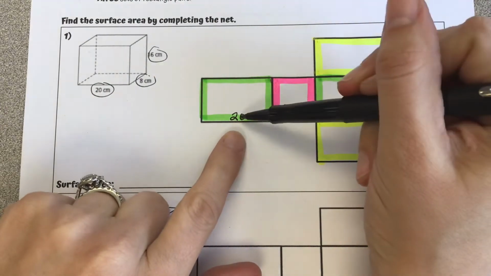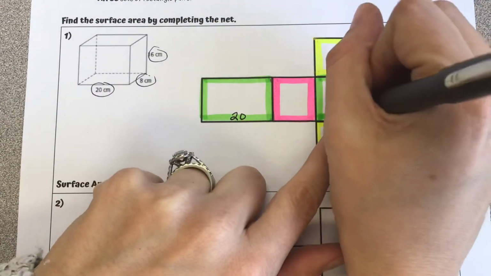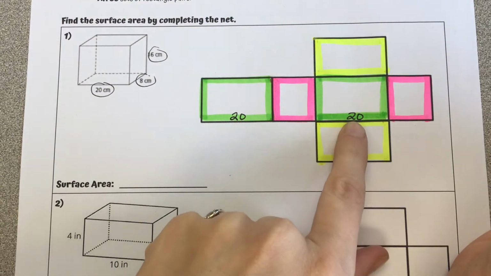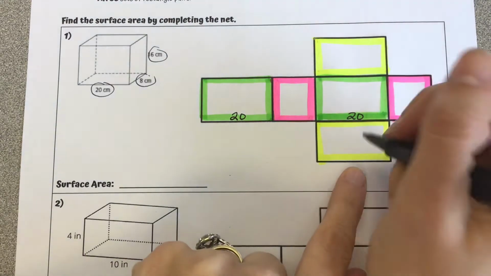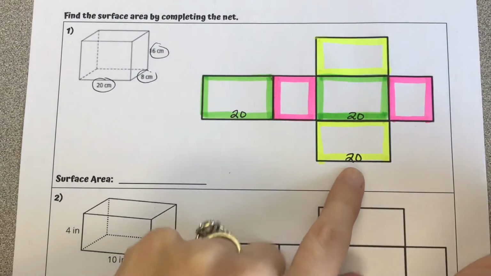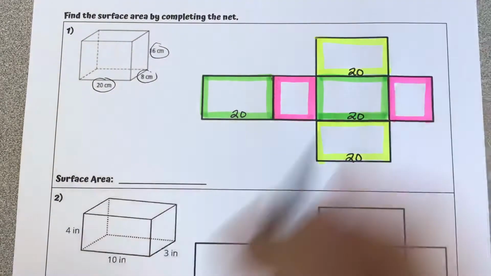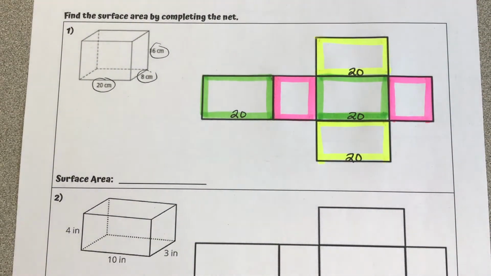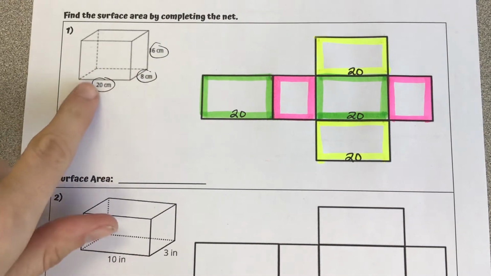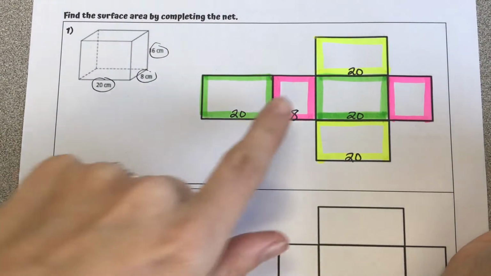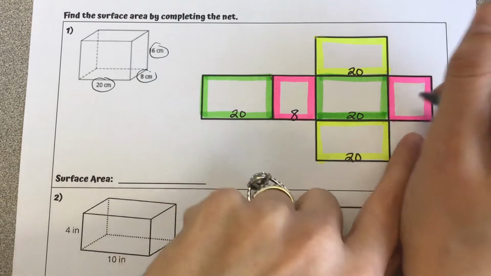Remembering, since these are congruent, it should go 20, not 20. This should also be 20. Okay? What I also want to remember is if this is 20, since that's the top of the rectangle, the bottom of the rectangle is also 20. If the bottom of this rectangle is 20, the top of this rectangle is also 20, or the bottom of the other one. Okay? Let's look at our next length, 8. So it goes 20, then 8 is right next to it. So it should go 20, 8, and then 20, and then 8.